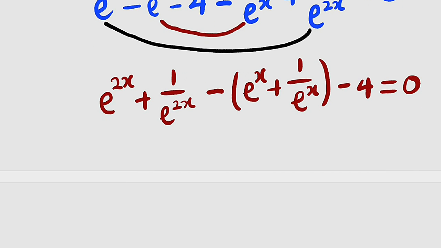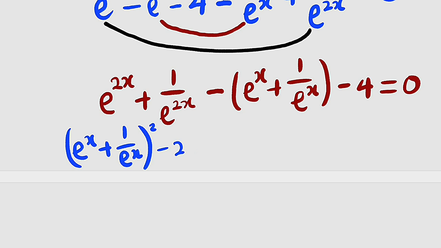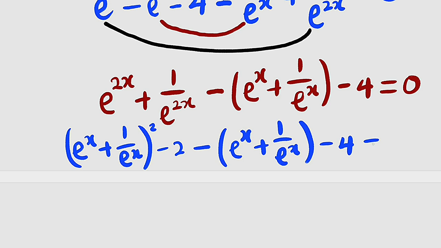You should know that these first two terms can be written as (e^x plus 1 divided by e^x) all squared minus 2. I will show you how. Then we have minus (e^x plus 1 divided by e^x) minus 4 equal to 0. But let me show you how I got these two terms.